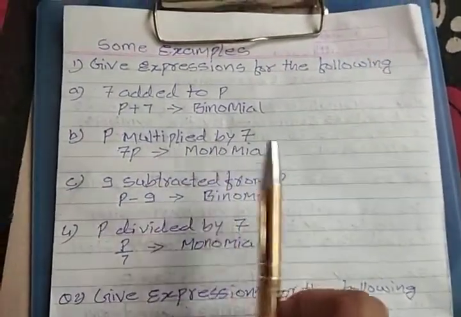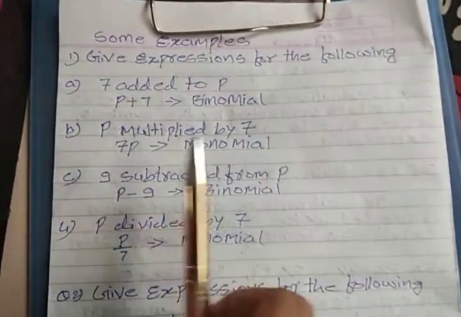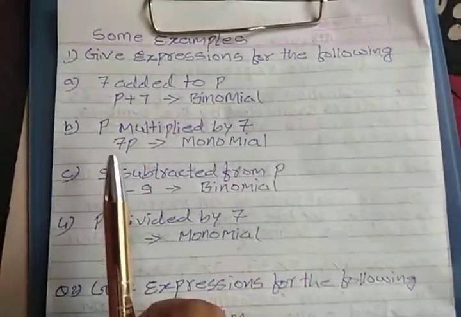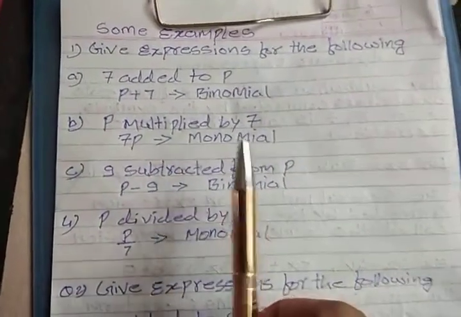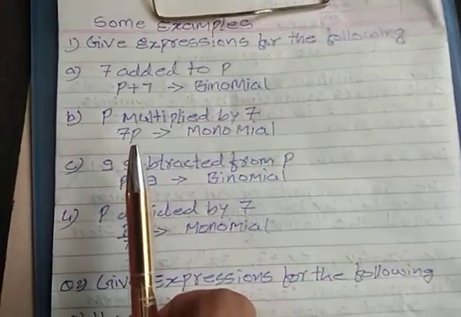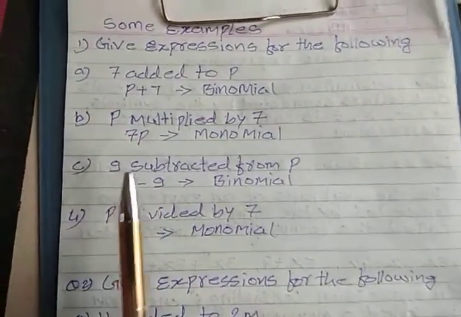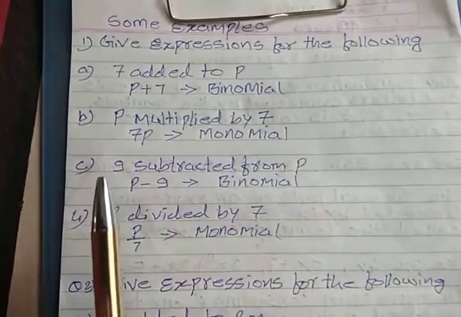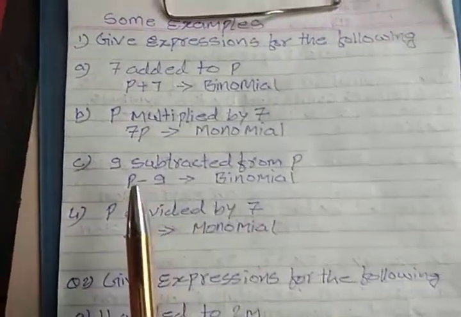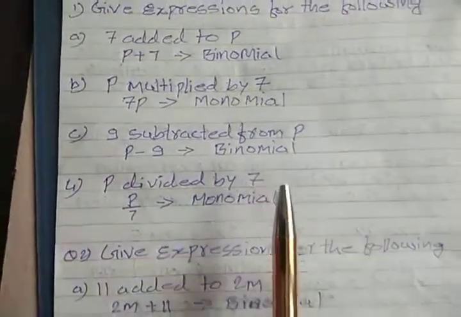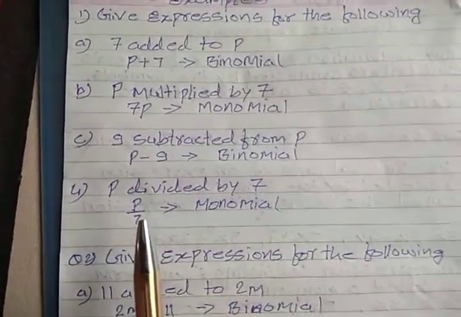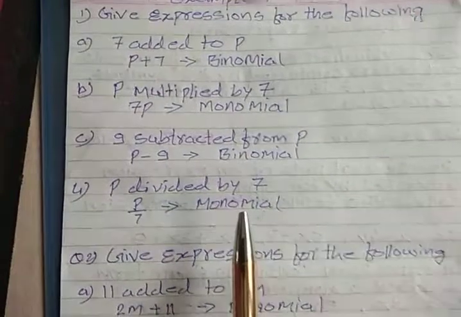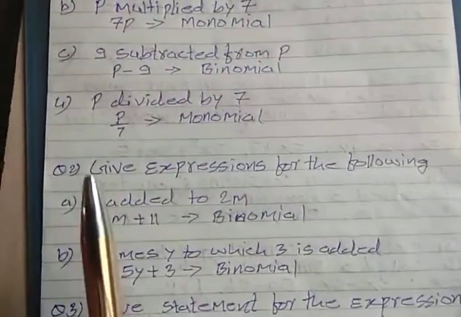The second statement, P multiplied by 7. So 7 multiplied by P, 7P. This is a monomial. Next, the statement 9 subtracted from P. So P minus 9. It is a binomial. P divided by 7 is the statement, and we prepare the expression. So this is a monomial.